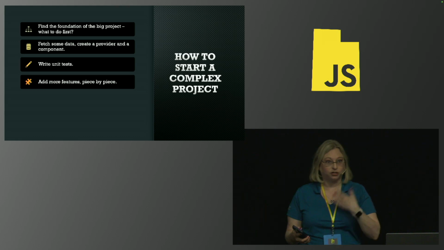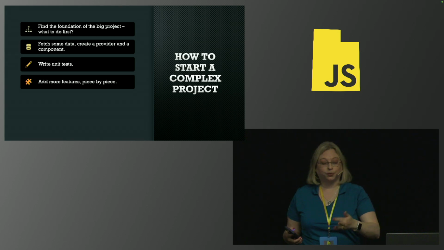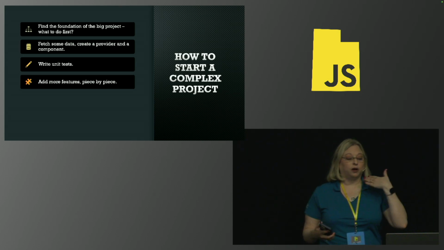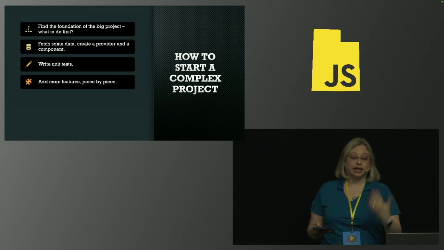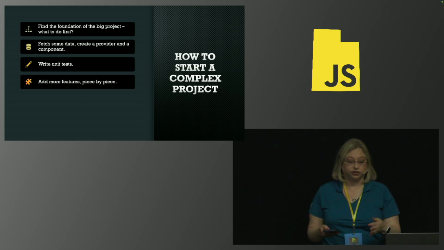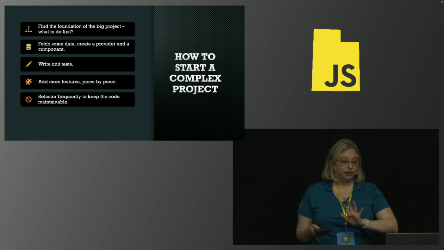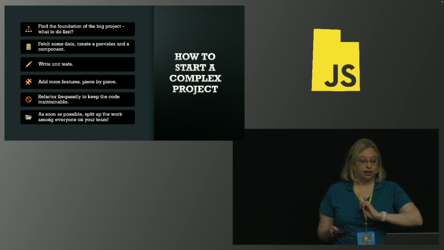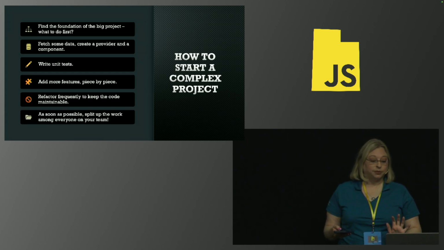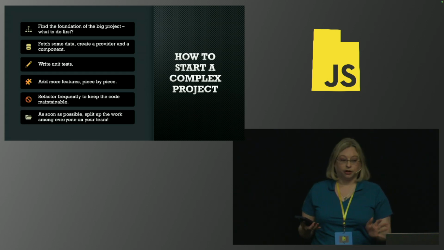This is how we do agile programming when we're thinking about it in project management, but this is an agile programming that's kind of similar, where we add each function as it's needed and don't over-engineer to start. But refactor frequently to keep things maintainable. And as soon as possible, split up the work among the people on your team.